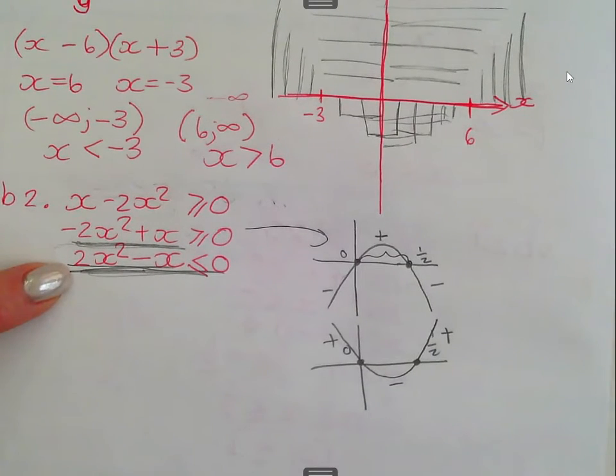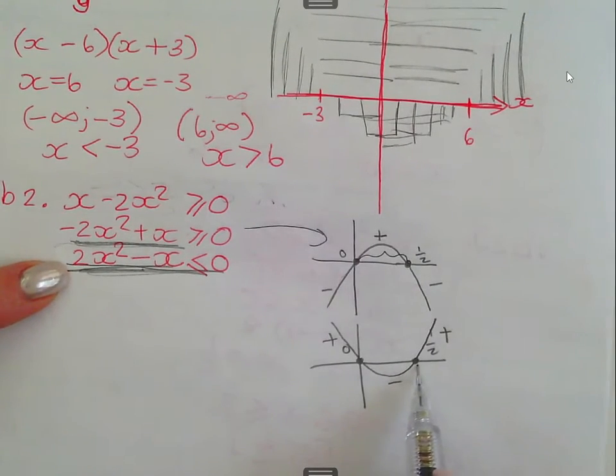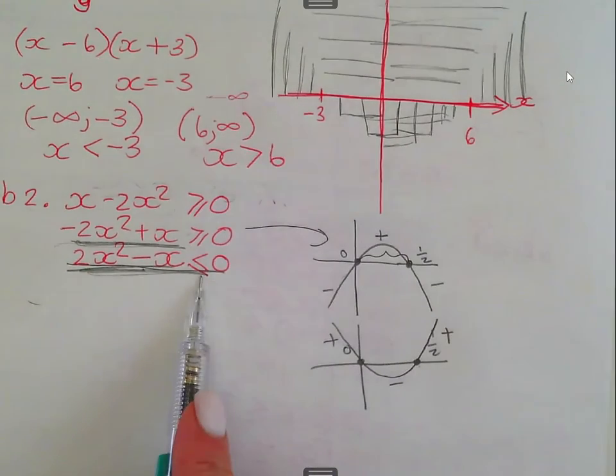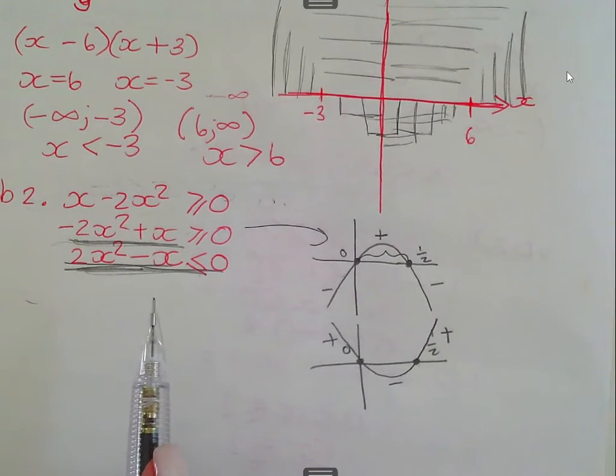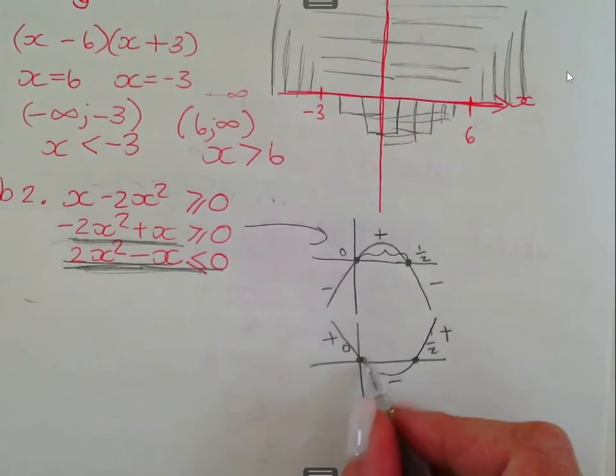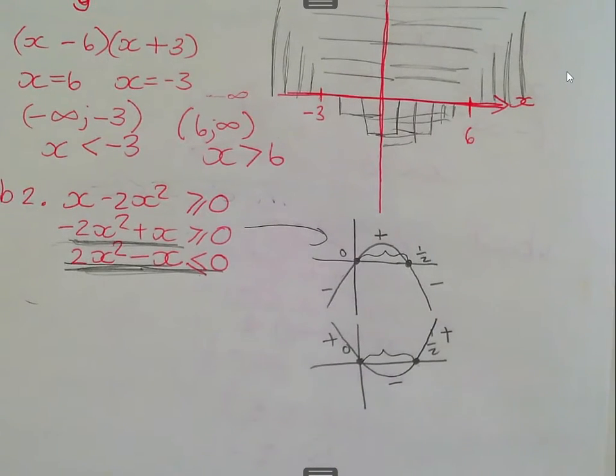It has the same 0 points, 0.5. It looks like this. And because I manipulated it correctly by swapping that sign around when I divide it with a negative, it's asking me for the space where this graph is negative. And that's exactly the same answers.